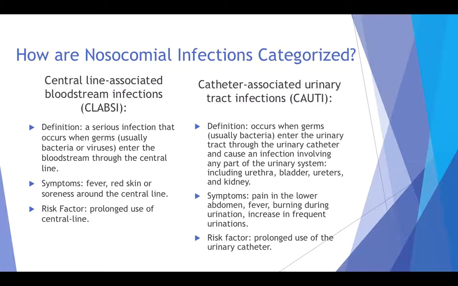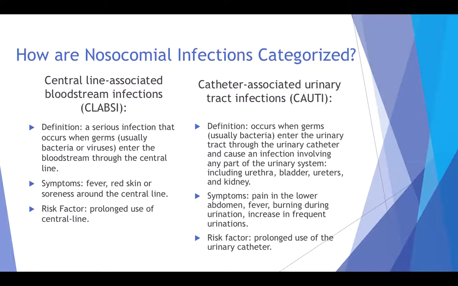A central line is a tube that is placed in a large vein in the neck to give medication or fluids or collect blood samples from patients, and it can remain in place for weeks or even months at a time. It is mostly used in ICUs, or intensive care units, in hospitals. Some of the symptoms of these infections are fever, red skin, and soreness around the central line. And a risk factor is the prolonged use of this central line, which can result in thousands of deaths each year.